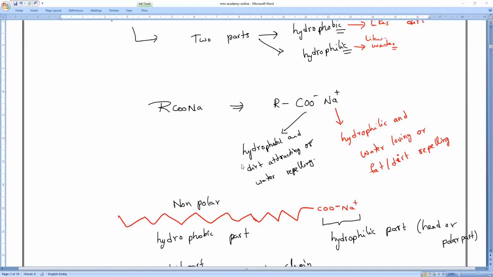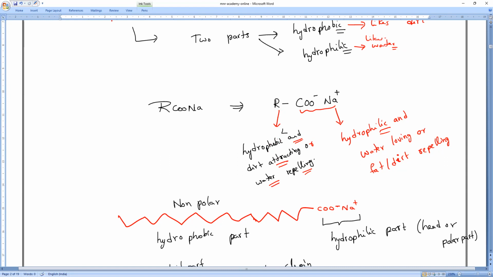Here I think there is a small error in the representation. The arrow is missing. The arrow should come for R. Note it, everybody. This part is hydrophobic, and this part fully is hydrophilic. So the hydrophobic is attracting what, dirt or water? It is water repelling.